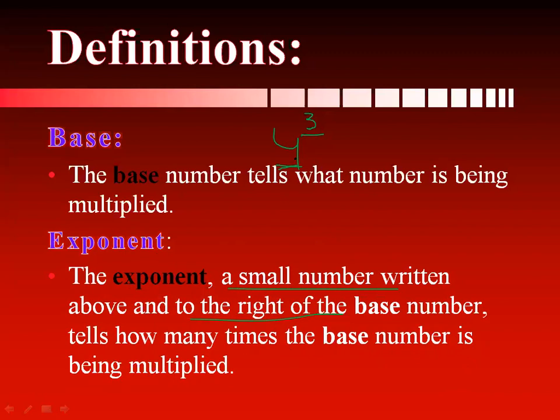Your base number here is 4, so it means the base is going to be multiplied 3 times. It doesn't mean 4 multiplied by 3. No, this is completely wrong. It means 4 is multiplied 3 times, so you write 4 multiplied by 4 multiplied by 4. So 4 is your base and 3 is your exponent.